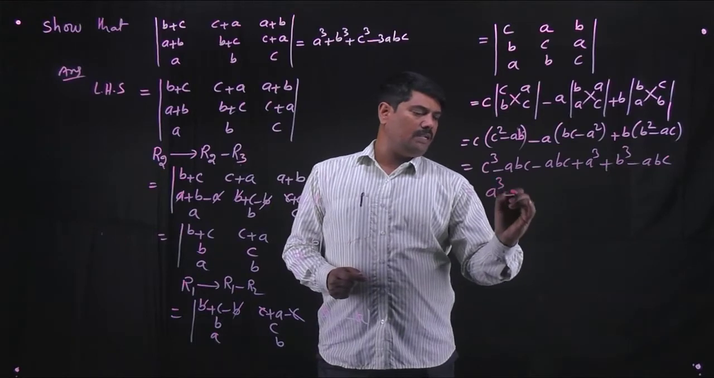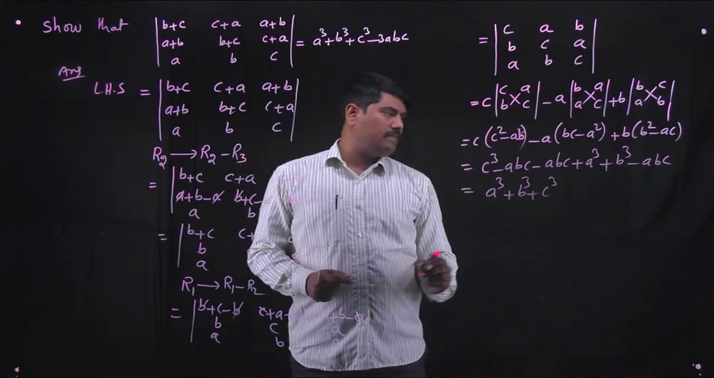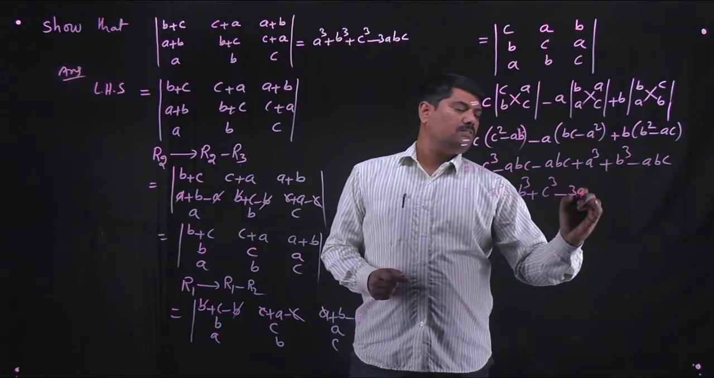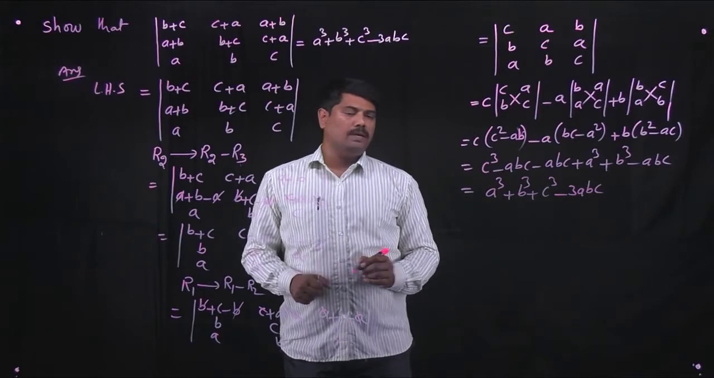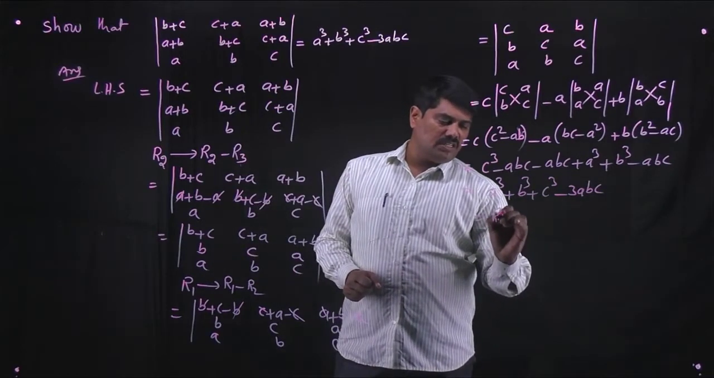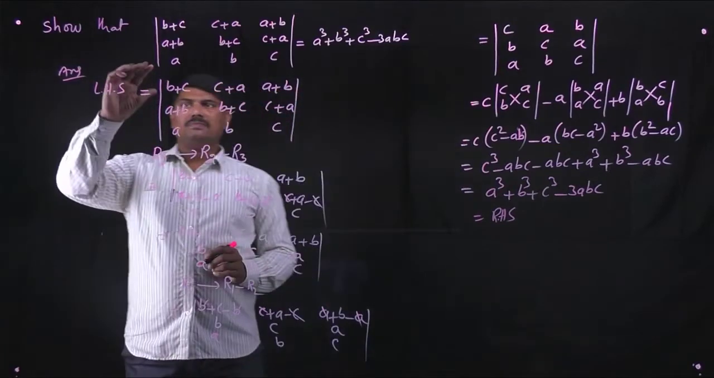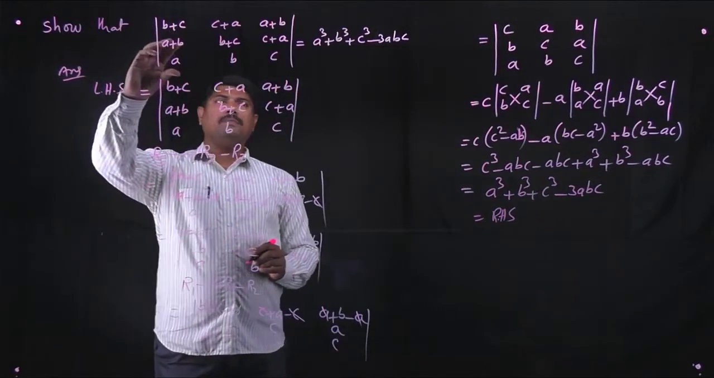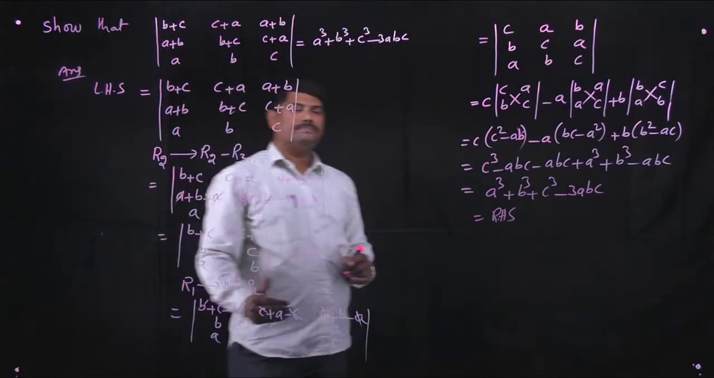First A cube, later B cube, then C cube, minus ABC, minus ABC, minus ABC. There are 3 ABC values. So you can write A cube plus B cube plus C cube minus 3 ABC, which is the required RHS of the given problem. So given determinant value, we verify that one after simplifying the determinant.